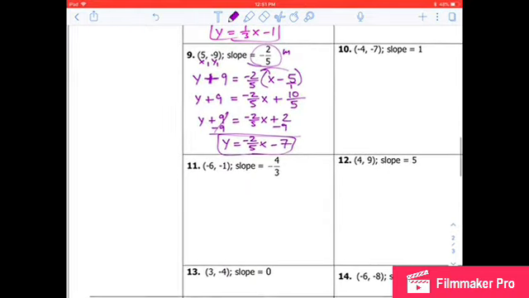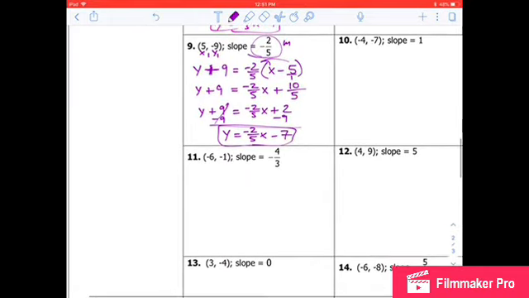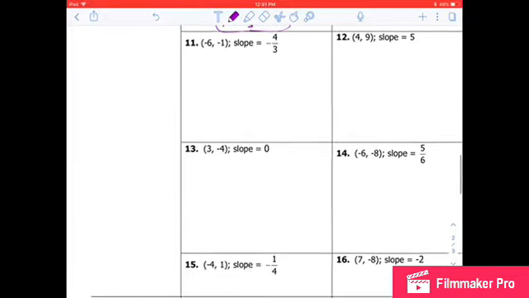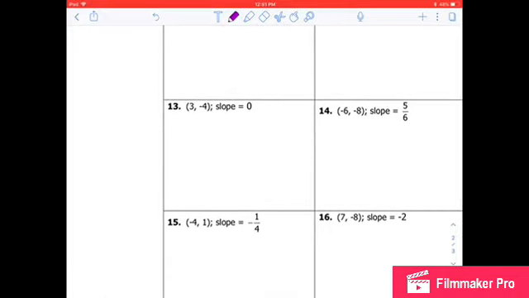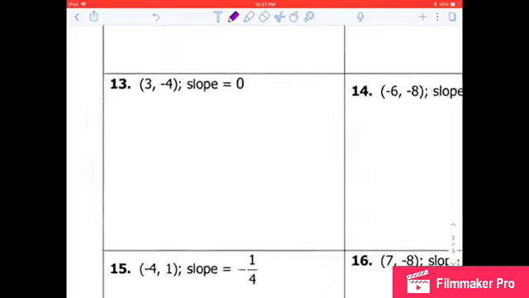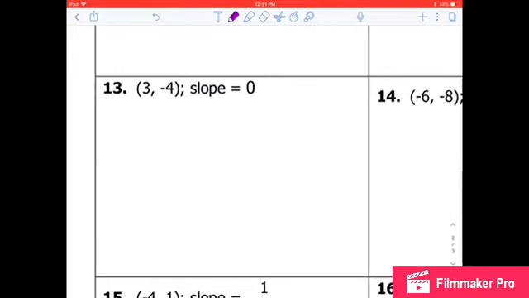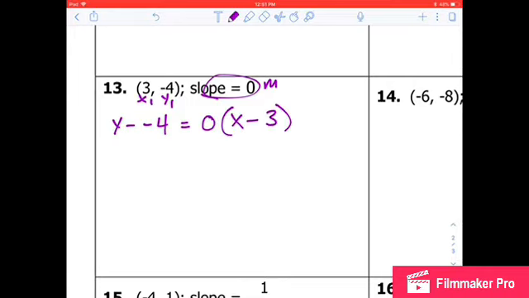And so let's go ahead and skip over number 11 and get to these last two because they're kind of different. So number 13 is different because we have a slope of 0, but it's still set up the same. So y minus y1, so it's going to end up being y minus negative 4. And then that equals 0 times parentheses x minus 3. So we kind of know 0 times anything is 0.